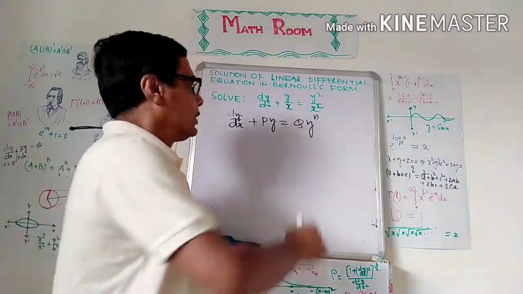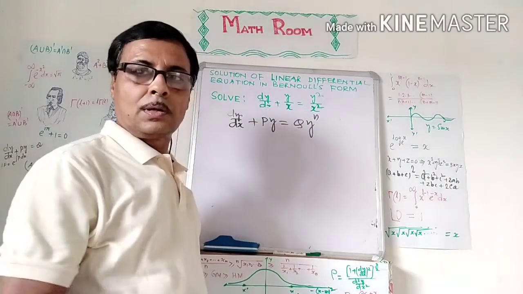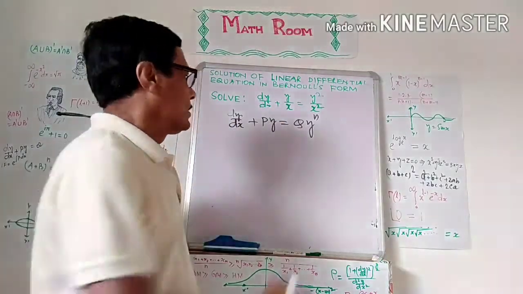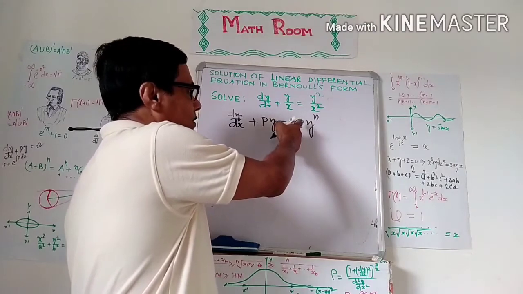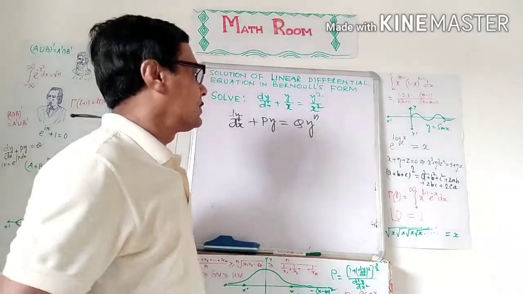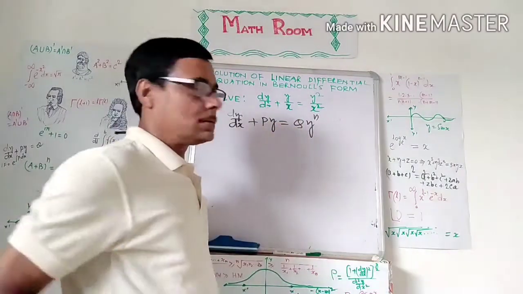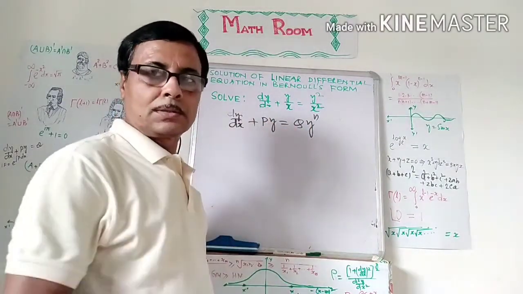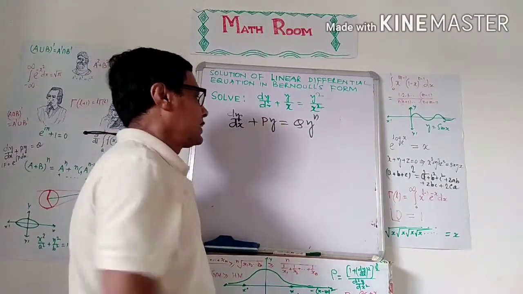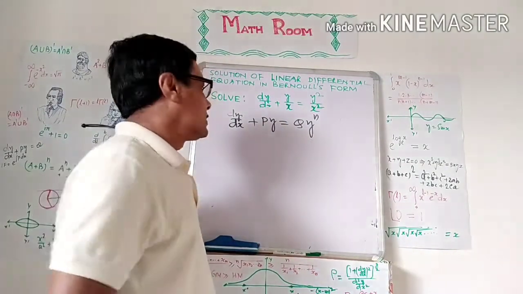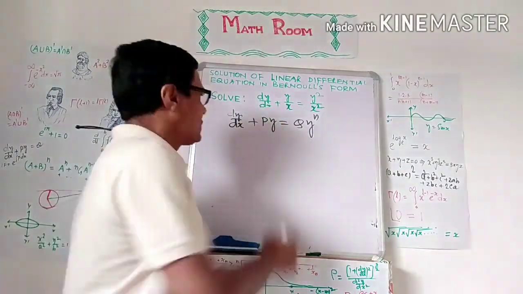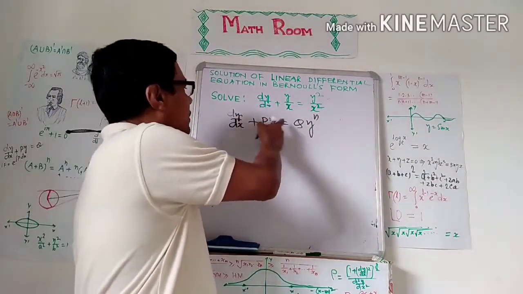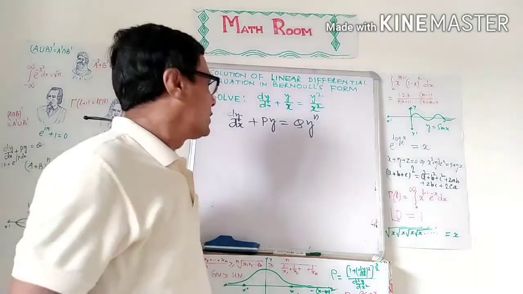The right hand side was only a function of x, but in Bernoulli's equation, the right hand side is not only a function of x, it is a function of x and y, and also y to the power n is present on the right hand side of this differential equation. That is Bernoulli's equation. And how can we solve these Bernoulli's equations?